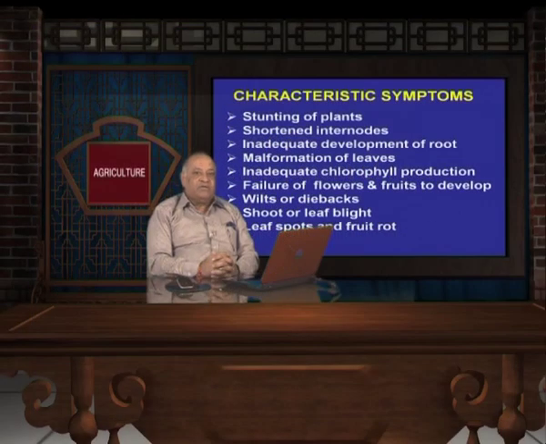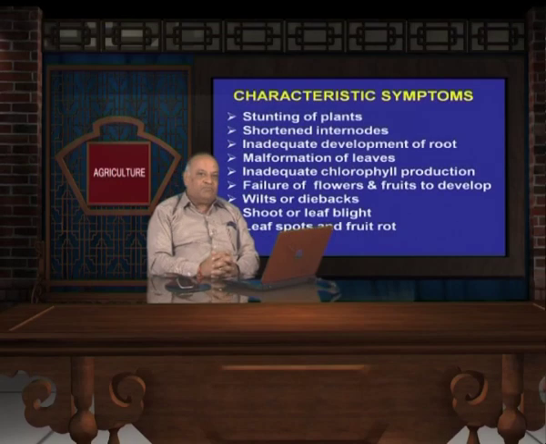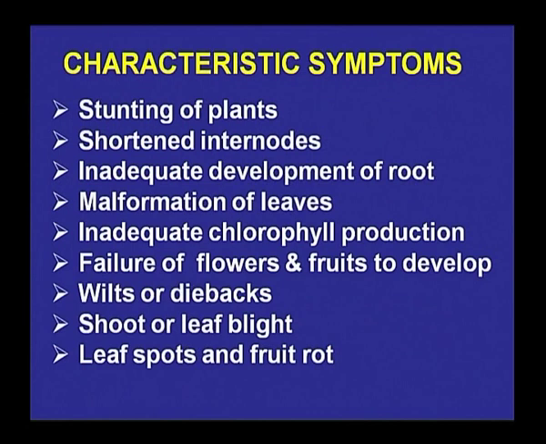Chlorosis is the main symptom observed, because affected plants show a deficiency of chlorophyll, or because of the disease chlorophyll is not formed in the affected plants. Failure of flowers and fruits to develop: in diseased plants flowers do not develop, and if at all the flowers develop, the fruits will not be formed. Thirdly, wilts or dieback type of symptoms can be observed. Shoot or leaf blight can be observed. Leaf spots and fruit rots type of symptoms can be observed.